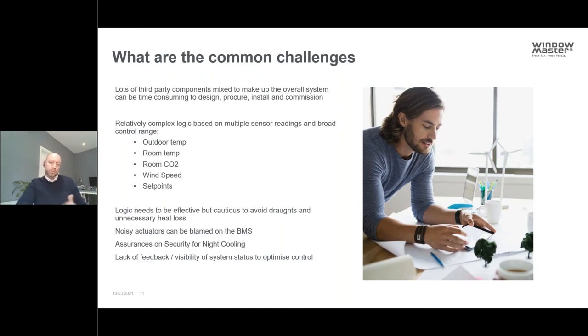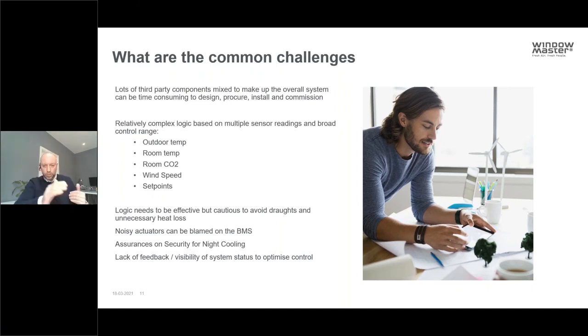In terms of delivering the actual BMS control, the logic is relatively complex compared to simpler control of maybe lighting or heating, which is relatively limited in terms of the number of factors that we have to take into account. With automated windows, we have to consider a number of different variables. So we're looking at things like outdoor temperature, room temperature, the CO2 levels in the room, and then we need to factor in wind speed outside, and of course the desired set points that we're trying to achieve. And so the logic needs to be effective, but it also needs to be fairly cautious.